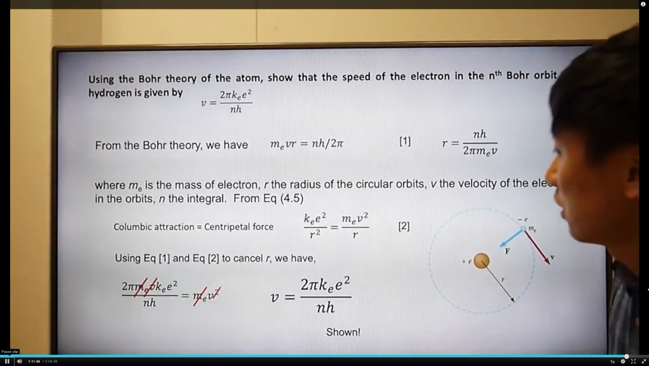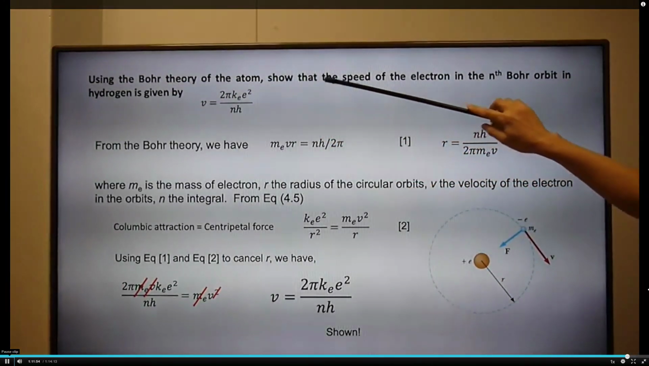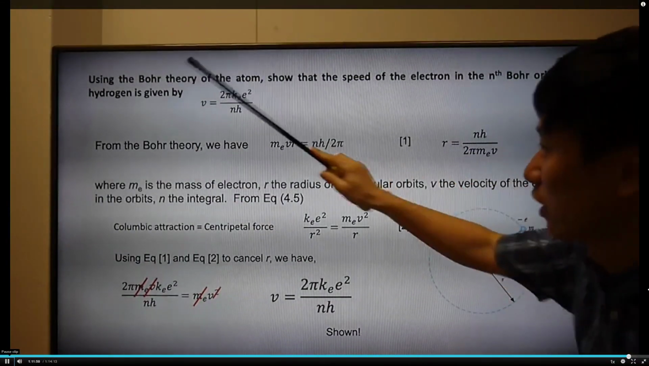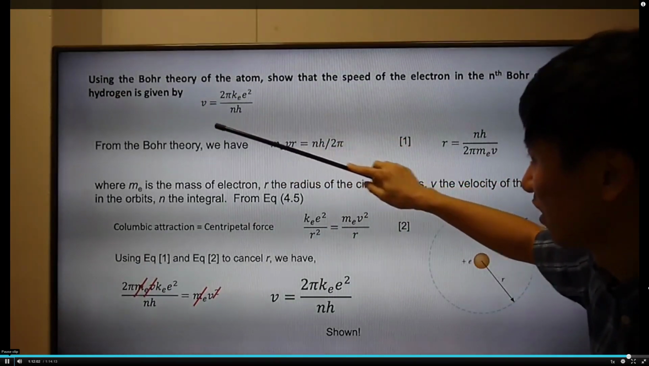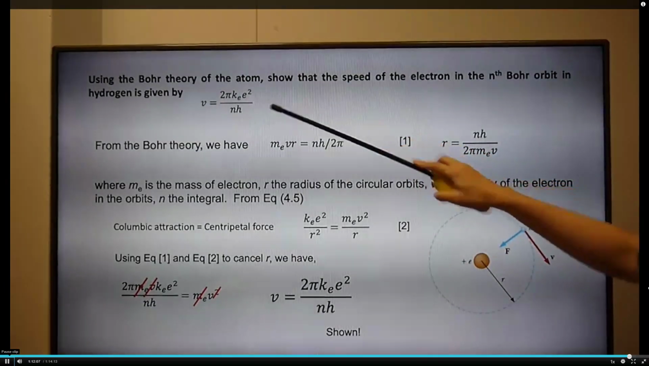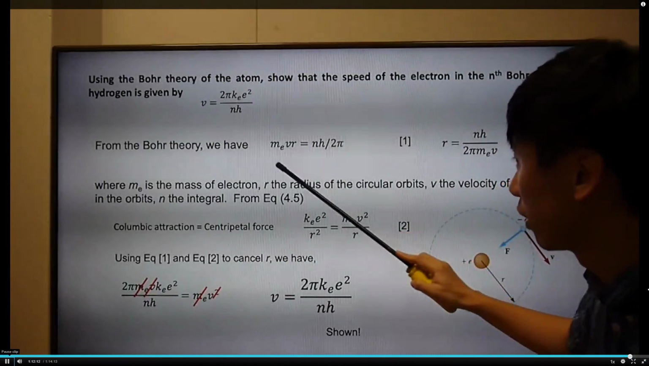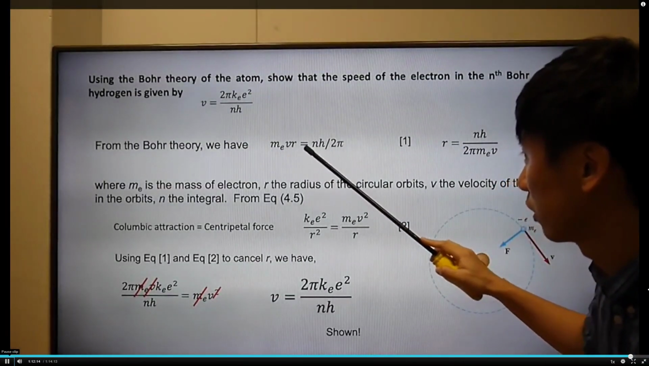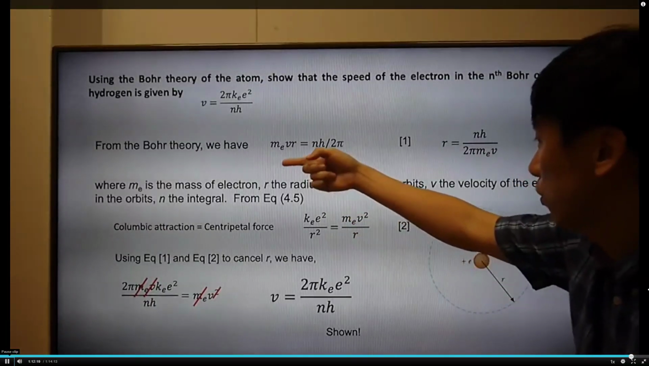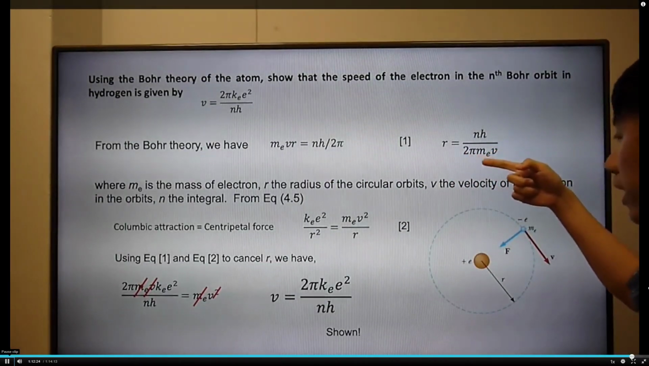Alright, so this is the last question. Using the Bohr theory of the atom, show that the speed of the electron in the nth Bohr orbit in hydrogen is given by this equation. So we want to derive this. From the Bohr theory, at first you need to consider the angular momentum mvr equals nh over 2 pi. So from here you can define r. r equals nh over 2 pi mv.